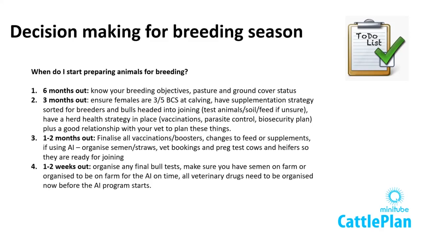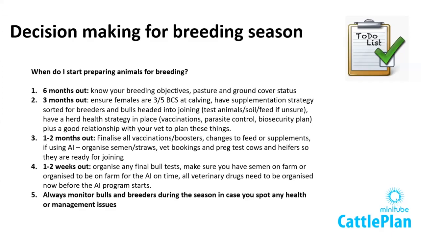Then when we get down to the pointy end of things, 1 to 2 weeks out, we can start organising any final bull tests that you might want to do. Make sure you've got the semen on farm or ready to go on farm at the set time. And all of your veterinary drugs organised if you're going to be doing AI programs. So that all means that you should have smooth running programs leading into it.